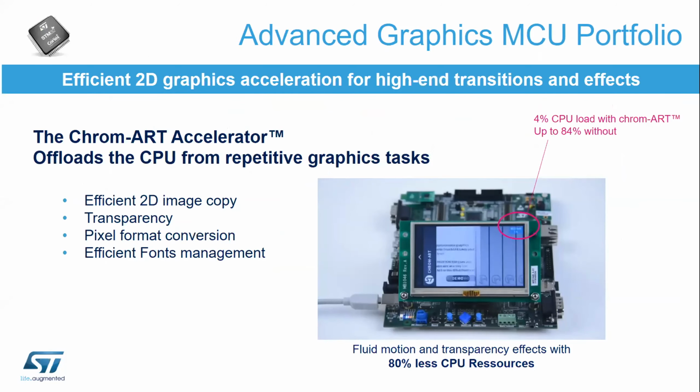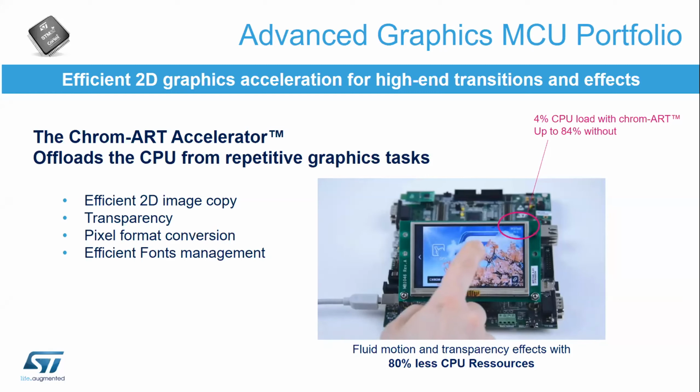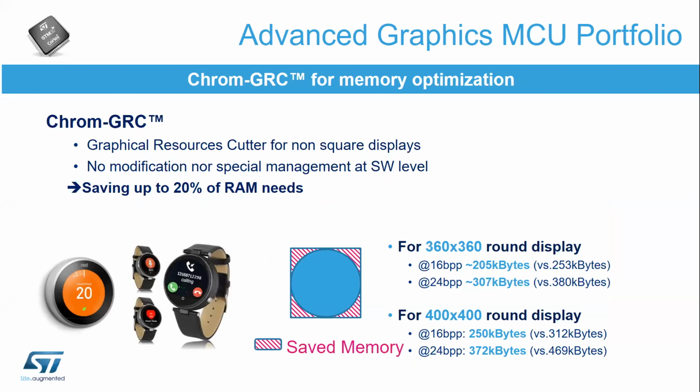To achieve this, we embed in our products 3 different types of acceleration or hardware graphic IPs. The first one is our ChromArt, which is a 2D graphic accelerator, allowing to accelerate 2D image copies, transparency effects, pixel format conversion, but also enabling efficient font management. Thanks to the ChromArt, you are able to have fluid motion transparency effects with 80% less CPU resources that you can still use for your main application or to develop even more advanced graphic features.